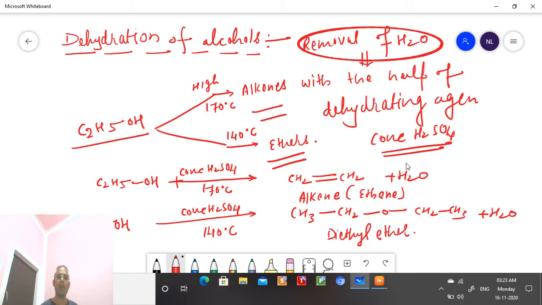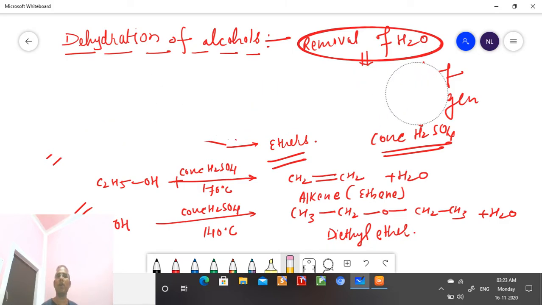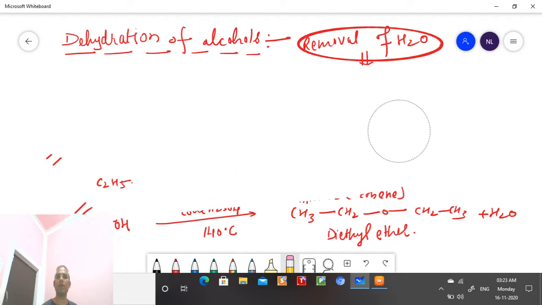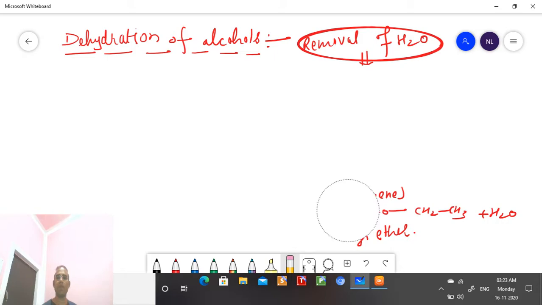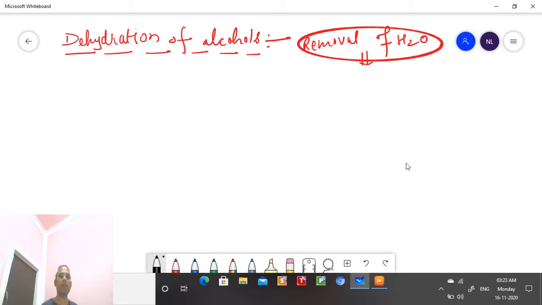Okay student, the reactions you can easily memorize, there is no problem about the reaction. What is the most important thing? The important thing is that we have to do the mechanism for this reaction. So let us have a look at the mechanism of the dehydration of alcohols to alkene and alcohols to ether.